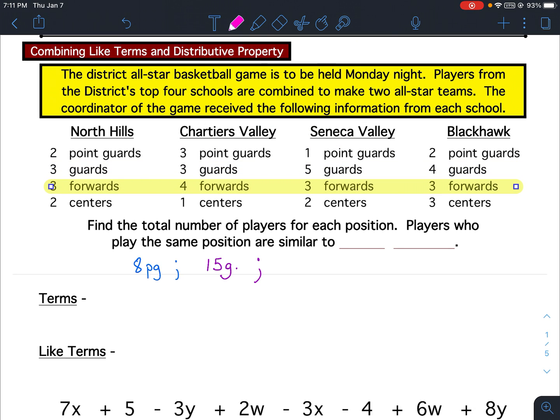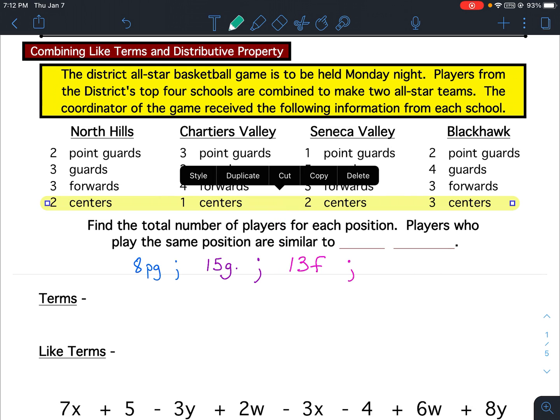Then we're going to find the total number of forwards. 3 plus 4 plus 3 plus 3 would give us 13 forwards. And then last would be the centers. 2 plus 1 plus 2 plus 3 would give us a total of 8 centers.